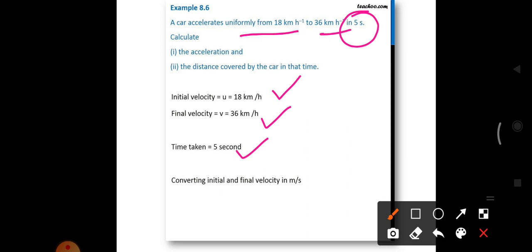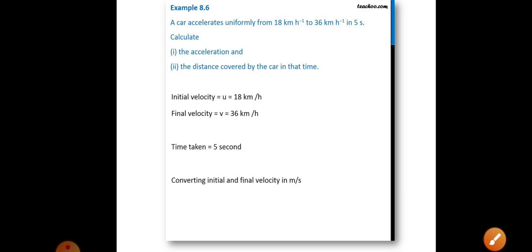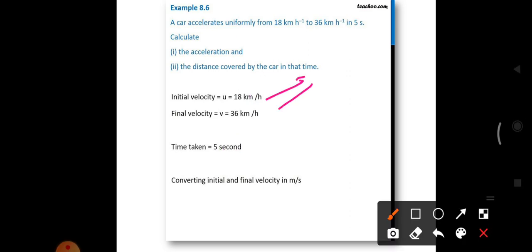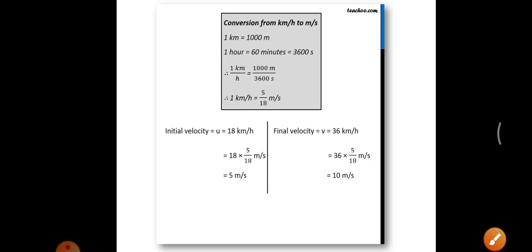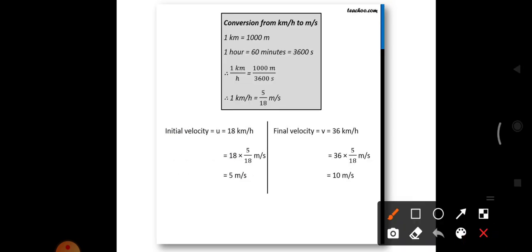Here the velocity unit is kilometer per hour. The time unit is second. You have to convert the kilometer per hour into meter per second, because the SI unit of velocity is meter per second. You already know how to convert kilometer per hour into meter per second.